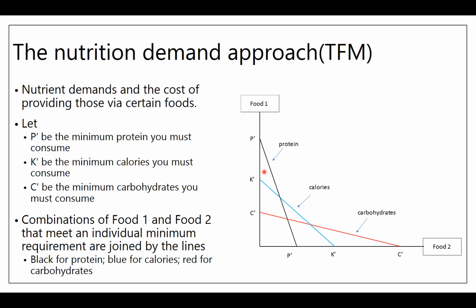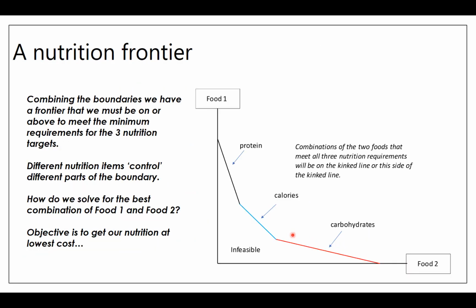It means nothing to say I've consumed enough protein if you've consumed the protein amount right here through this combination and you failed to meet the carbohydrates and calories constraint, the minimum calorie target or the minimum carbohydrate target. So a nice way to do that is to just strip off the extra part of those and make this a true nutrition frontier where we have the part that's contributed by protein, the part that's contributed by calories, and the part that's contributed by carbohydrates.